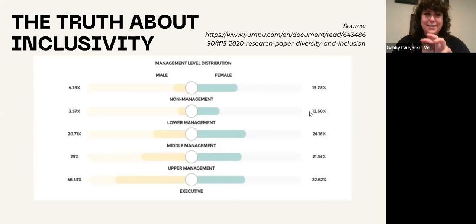Now this graphic is very light, so I apologize if you can't quite see the two lines, but this last one down here at the bottom, executives, 46.43% are men versus that 22% that are women. And as you can see, all the tiers below show that it's a little bit more equal, maybe even leaning more women in lower management. So we still have a ways to go when it comes to diversifying our leadership.